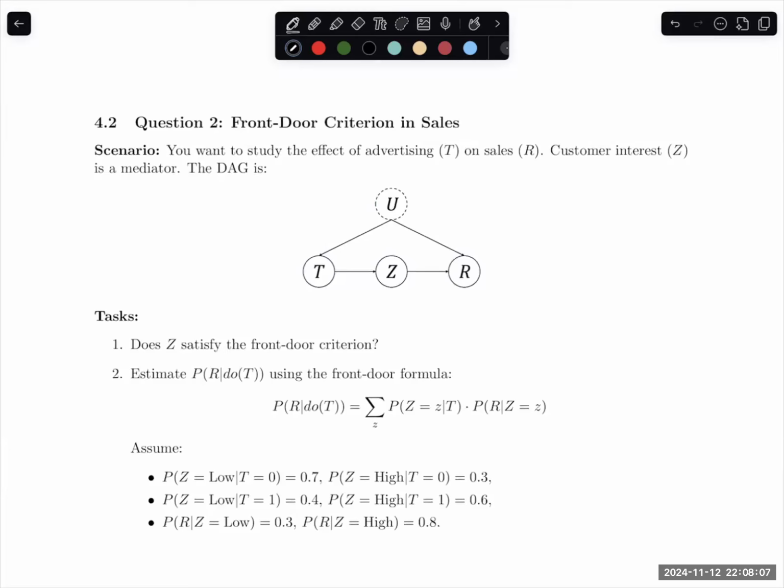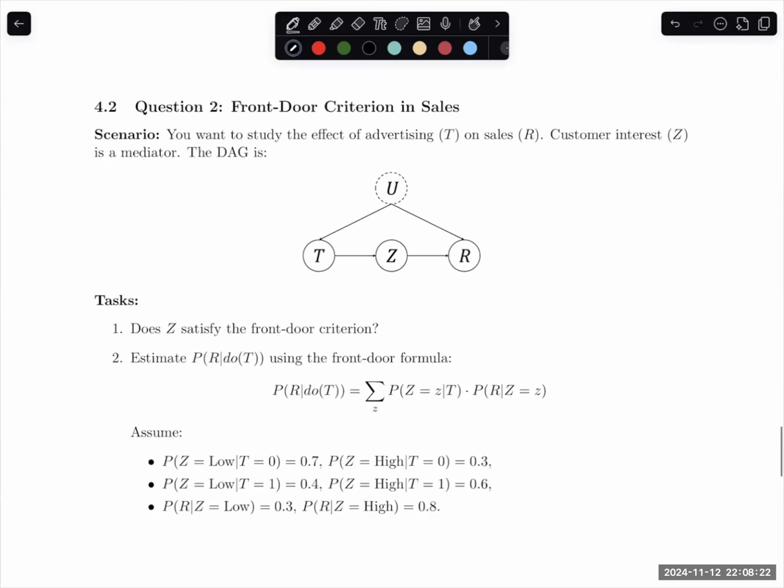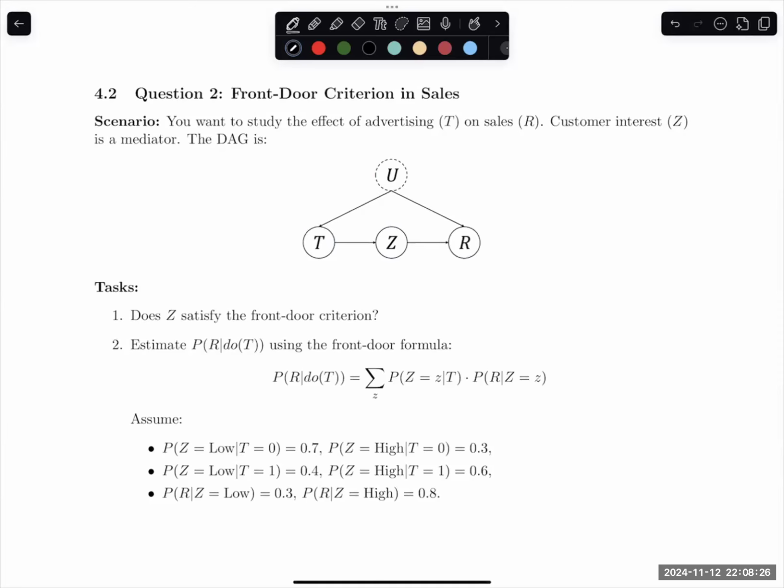Additionally, there's an unobserved confounder, U, that affects both the advertising and the sales. And the DAG is shown right here. The task is the same as above. So first, we need to determine if Z satisfies the frontdoor criterion.